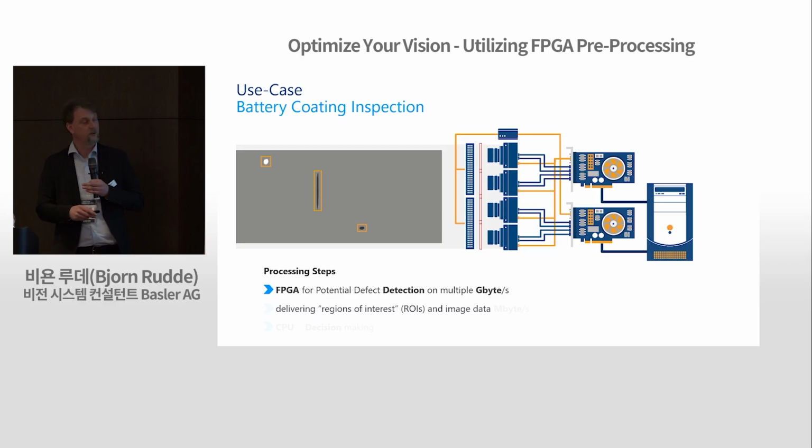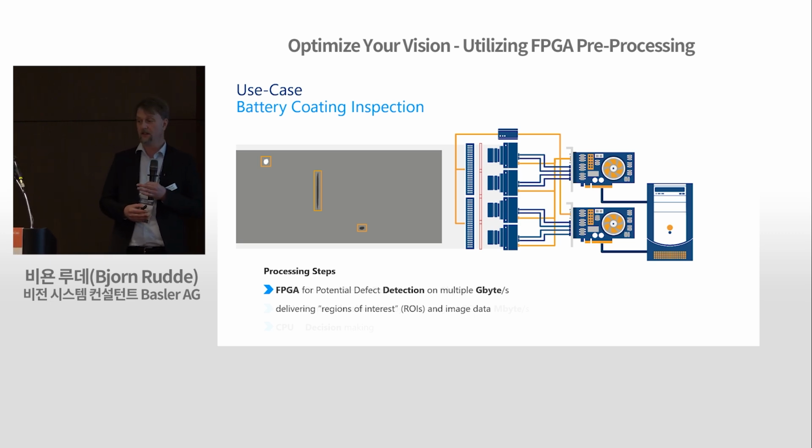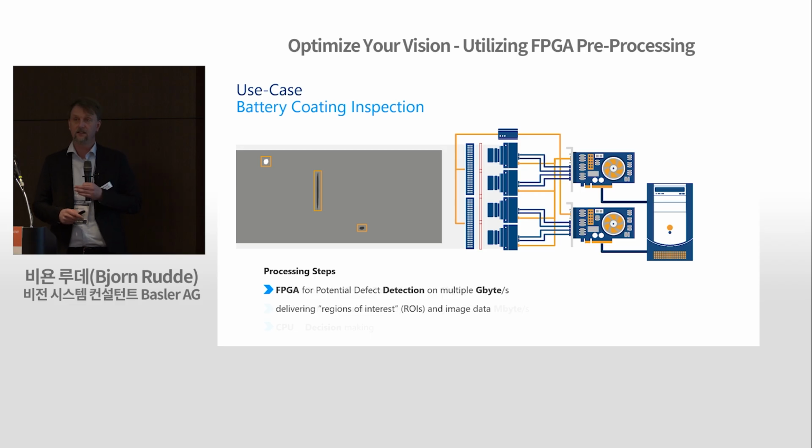So together with the customers, we looked into the image data. It's very cooperative image data in this case. So it's very gray material, and mistakes, when you use the correct lighting and everything, they become white or a little bit darker. And only these small regions of interest need to get inspected. So what does the FPGA do in this case?